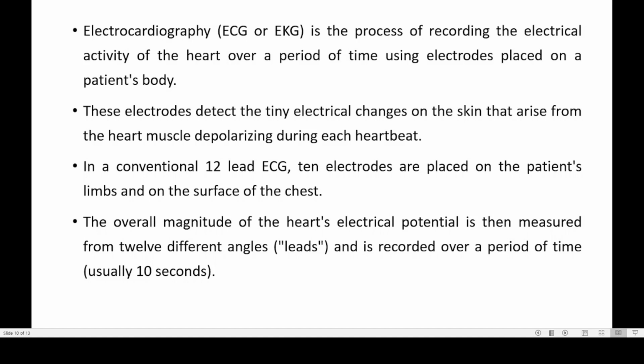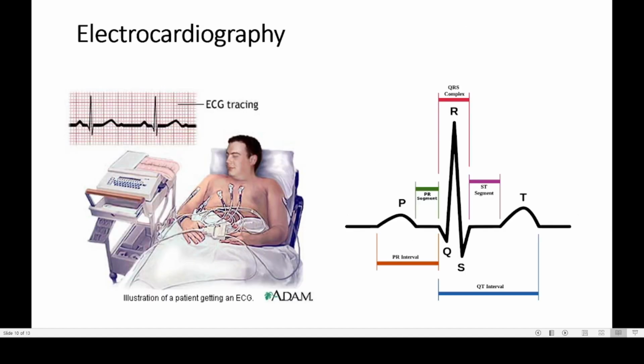Normally in an ECG measurement, there will be 12 leads. In a conventional 12-lead ECG, 10 electrodes are placed on the patient's limbs and on the surface of the body. Here you can see them on the surface of the chest, on your arms, etc. Altogether 10 electrodes will be placed, and these electrodes will be measuring the electrical activity detected from different parts of the body. That is how they are measuring it.